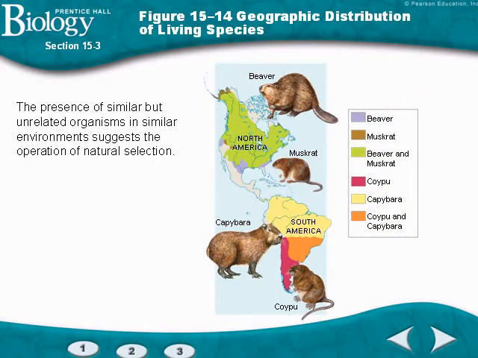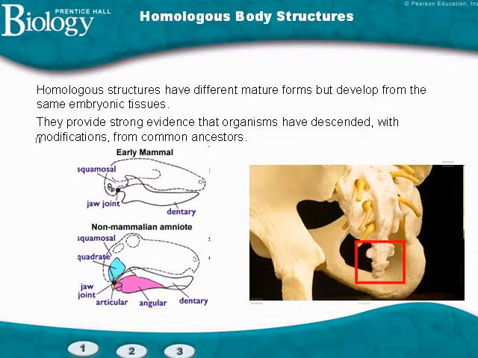We also see that there are similar but unrelated organisms in similar environments. These animals kind of fit a little niche in their environment. You can see we have the beaver, the muskrat, the capybara, and the coipu. I thought I saw a capybara when I was down in Mexico not that long ago. But all these organisms have come from a common ancestor, and they kind of fit a particular niche in the environment. They do very similar things, and they probably have been selected for that particular part of the environment. They're not related, but they all do basically the same job.